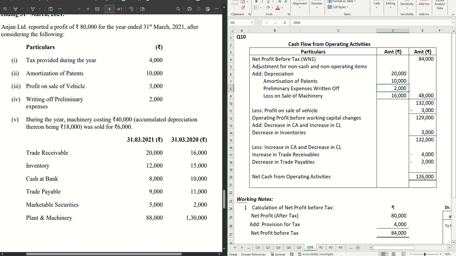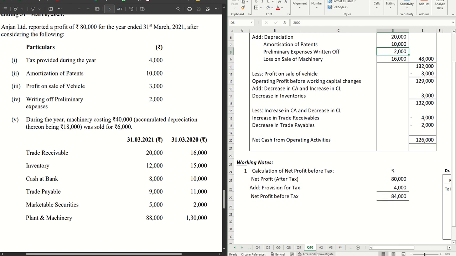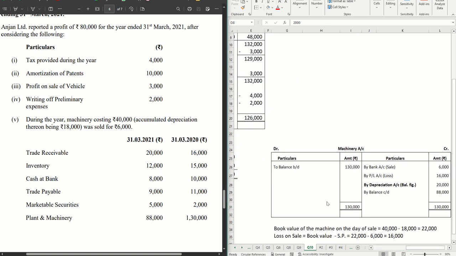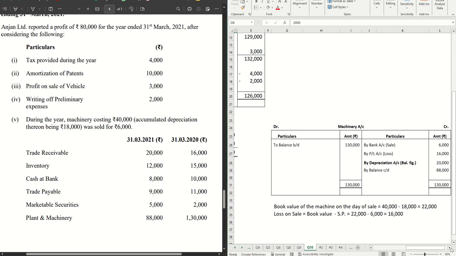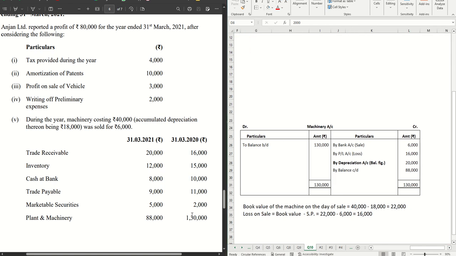However, now comes the interesting part. During the year, machinery costing 40,000, with accumulated depreciation thereof of 18,000, was sold for 6,000. And we have the plant and machinery balances given as well. Always prepare the plant and machinery account. In this case, don't try to use a shortcut method of calculating because you might end up making a mistake. This is the plant and machinery account that we have. The opening balance is 1,30,000 and the closing balance is 88,000.